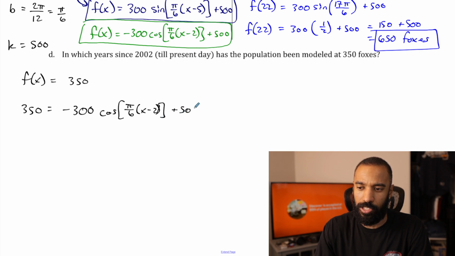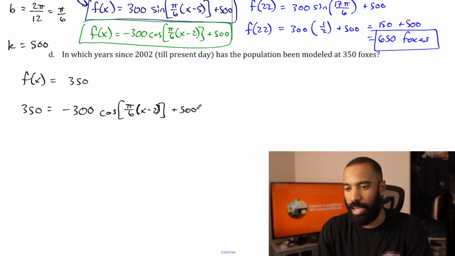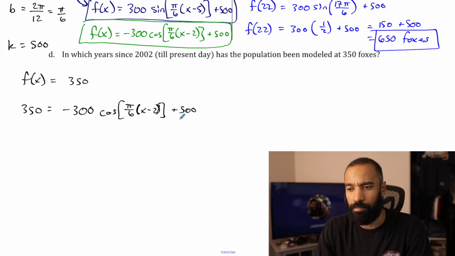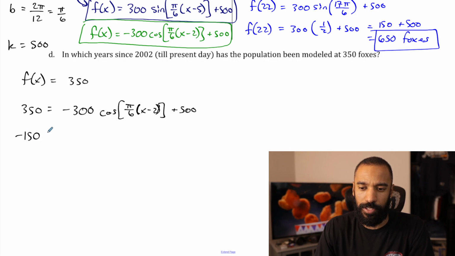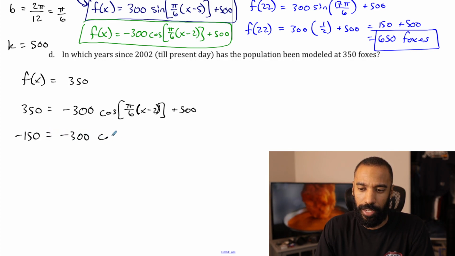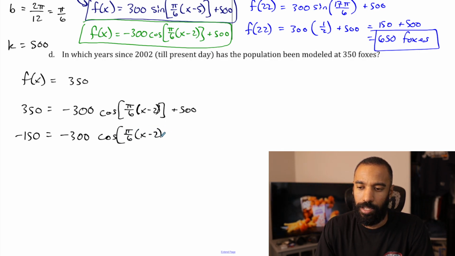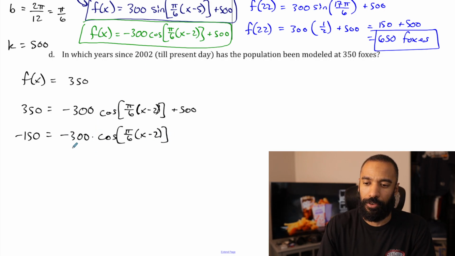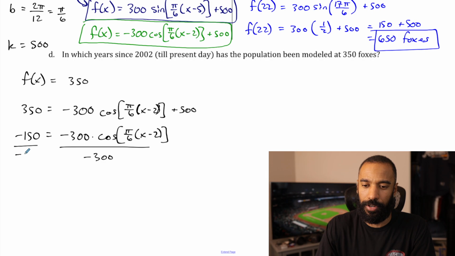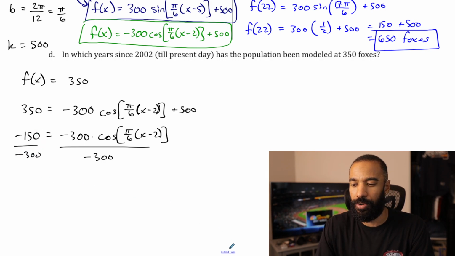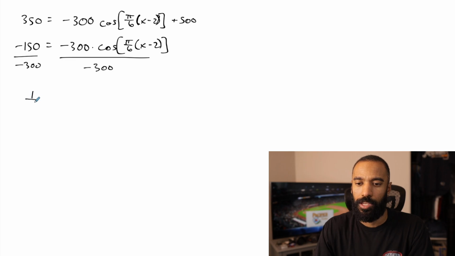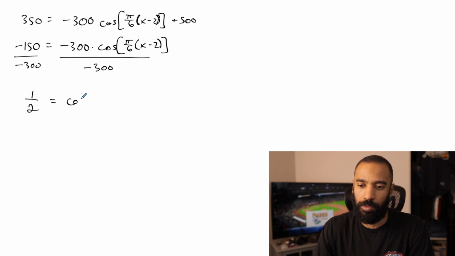Your goal is to get x by itself. You've got to attack everything outside of there to get x by itself. It's not much. You've got to work it. Subtract 500 from both sides and you get negative 150. It's actually probably good that I chose the cosine one because I'm going to divide a negative by a negative here in just a moment. Okay, now it's negative 300 times this, right? Divide both sides by negative 300. And negative 150 divided by negative 300 is positive 1/2. So I get a 1/2 there, equals cosine of pi over 6 times the quantity x minus 2.